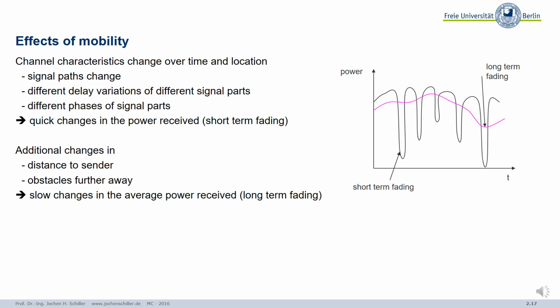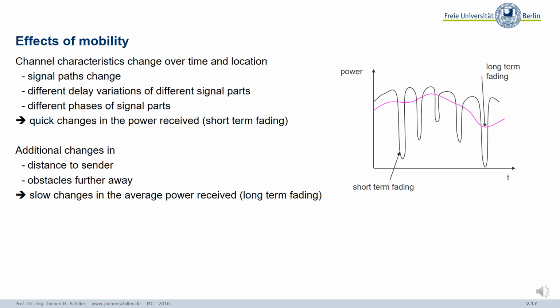Now you're mobile. So this is already stationary, not mobile. You have multipath. Now in addition, you're mobile. What happens? Well, you move. So you have all the time different multipaths. You remember, you have an infinite number of these paths, and now they change over time. So the signal paths change, you have different delays, delay variation, different phases, etc. And it might happen that you have quick changes in the power. Imagine a car driving down an alley with a lot of trees. So the signal breaks down all the time when you come by a tree, for example.